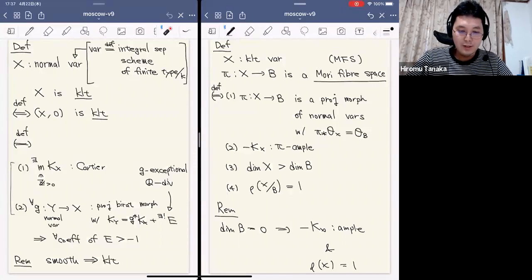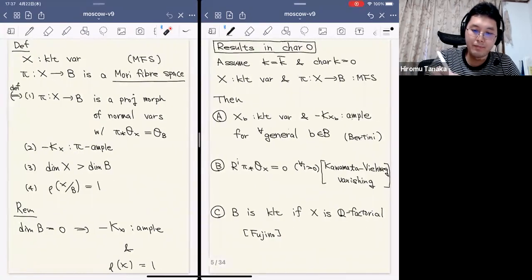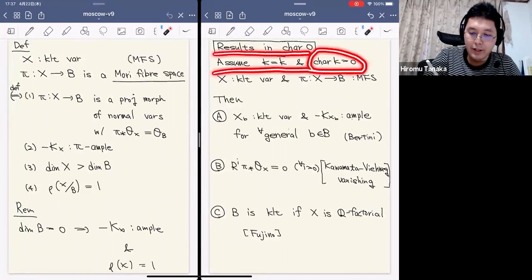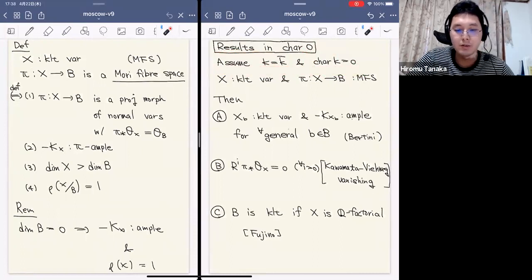So as I said, a modifiable space is one of the end products of the minimal model program, which is now just a conjecture. But we would like to know many properties of modifiable spaces. So I now summarize such properties in characteristic 0. So here we assume that the characteristic of K is equal to 0. And for simplicity, let me assume that K is algebraically closed.